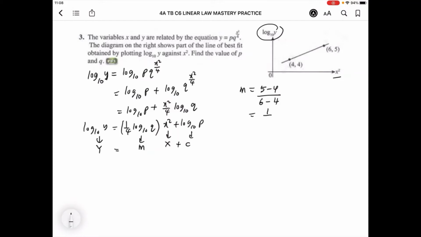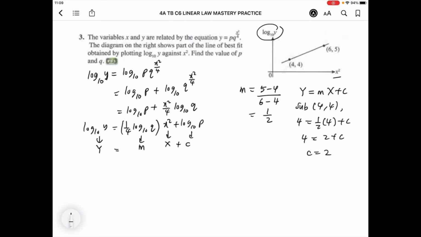And for y-intercept, again, I use y equals mx plus c. Now you can sub any point, I use (4, 4). So your y is 4, your gradient is half, your x is 4, find c. So this is 4 equals 2 plus c, c is just 2. Okay, I've got gradient, I've got my y-intercept.